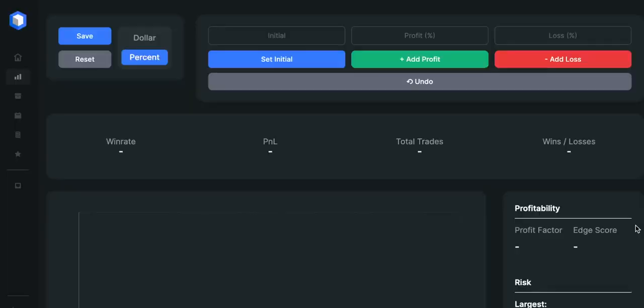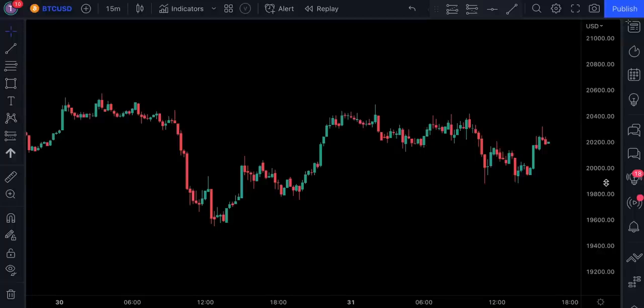And to prove how well this strategy works in different market conditions, I will backtest it 100 times with an initial account size set at $100 and 1 to 1.5 risk-reward ratio. For my backtesting, I'm going to be using the price of BTC USD on a 15-minute time frame.